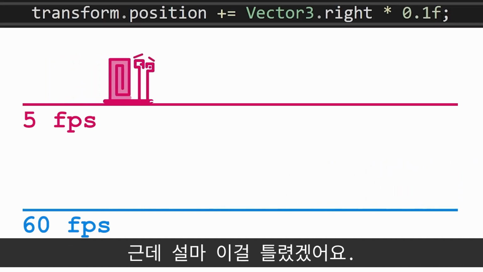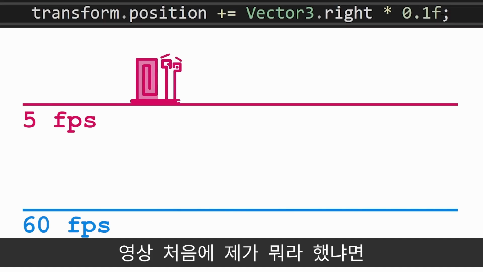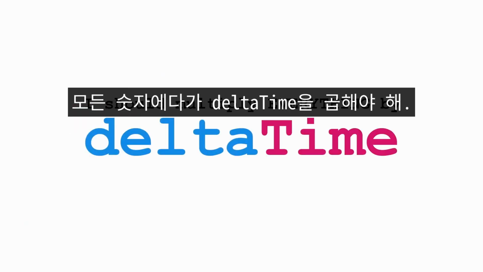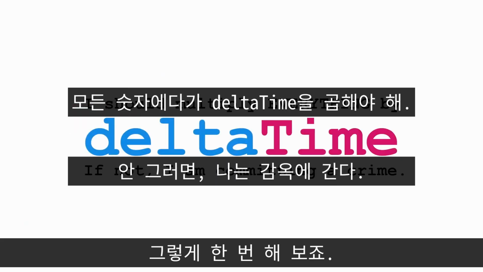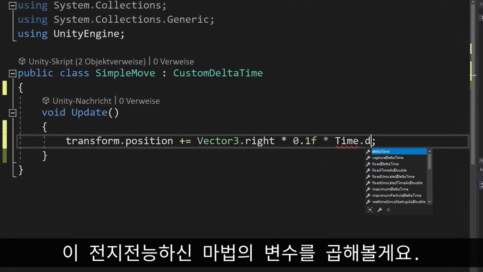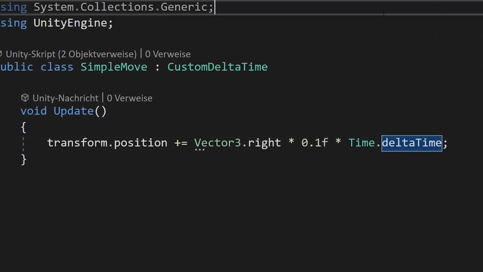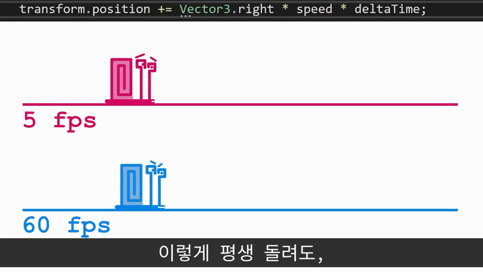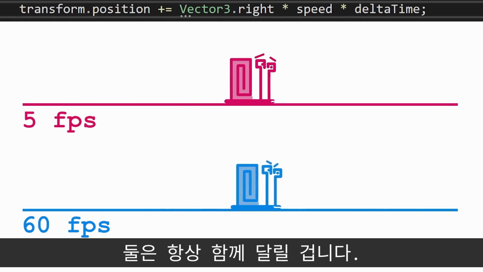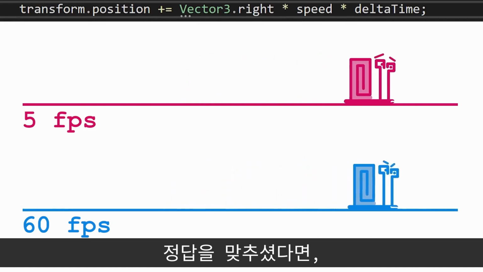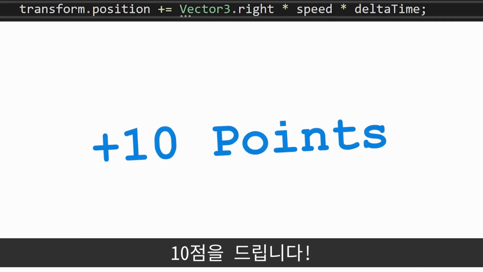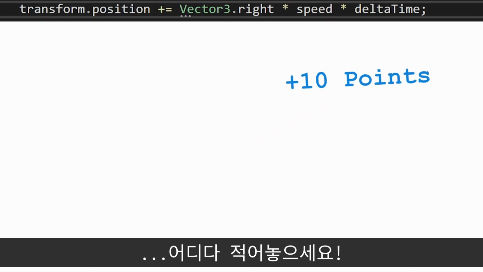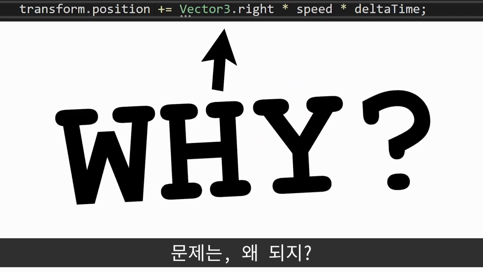I'm pretty sure you're not a criminal though, because I'm pretty sure you remembered: I should multiply everything by DeltaTime. If not, I am committing a crime. Let's do that then. Let's multiply in this magical variable that we don't quite understand yet. And all of a sudden it works. If we keep this running forever, they will always stay next to each other. So if you're participating in the test and you got this correct, then you get 10 points. Write down your points. The question is, why is this solution correct?